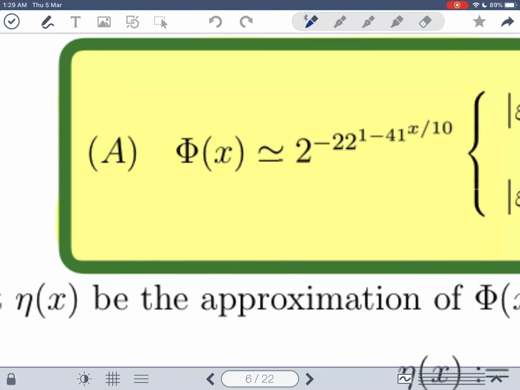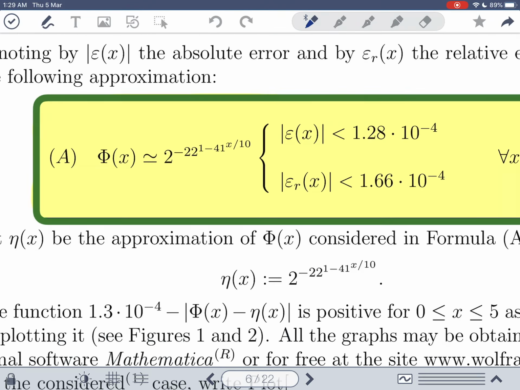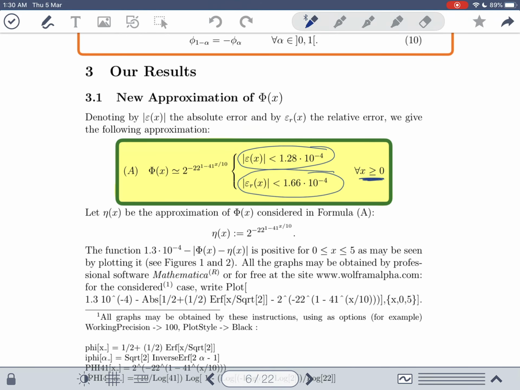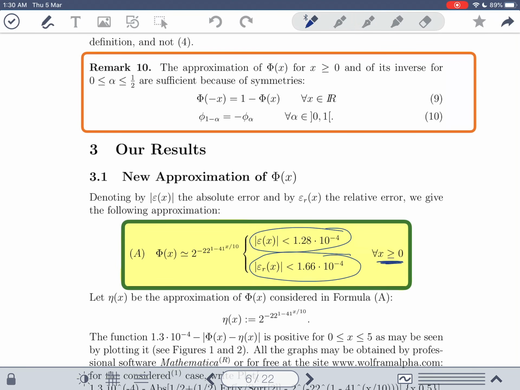A person might ask, how accurate is this formula? Well, they showed that the error is very small, on the order of the 10,000th, so it's accurate to three digits precisely, and sometimes you also get the fourth digit. And similarly for the inverse of this function. They did this approximation for x bigger than or equal to 0, but because of the symmetry, you can get it for all x.